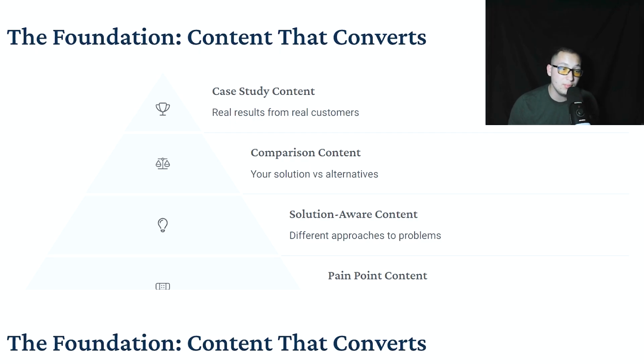First, we have pain point content that directly addresses the problems your software solves. For number 2, we have solution-aware content, which is content that educates prospects about different approaches to solving their problems. And for the third part of this pyramid, we have comparison content, which is content that positions your solution against alternative solutions. And that basically means you're setting yourself on the high ground here.